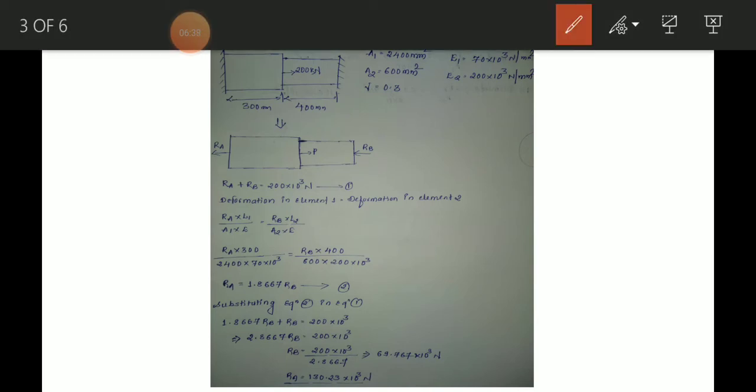Okay, a step bar is given here. A very important point is the difference between our previous problem and this problem: in this problem both the ends of the bar are fixed, unlike the other problems where only one side is fixed. So you have to be careful while solving the analytical solution for this problem.